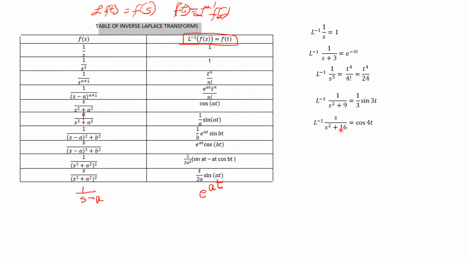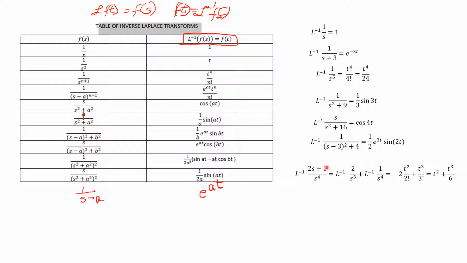Next is inverse of s over s squared plus 16. 16 is 4 squared. Here, we have it here. It's cosine of 4t. Inverse of 1 over s minus 3 squared plus 4. Now, look at that s minus 3. You introduce an e to the 3t. Where do you have it? This one. And then, where do you get that 1/2? That is 1 over b. That is the square root of 4. 1/2 e to the 3t, and then sine of 2t. So, this, remember, 4 is 2 squared.